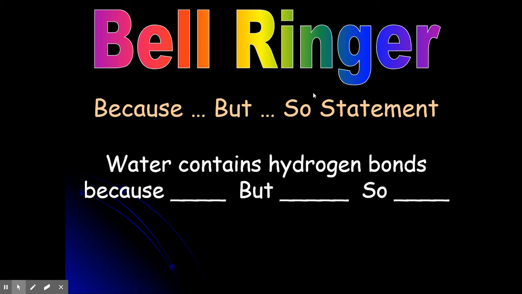All right. So water contains hydrogen bonds because it contains hydrogen bonded to oxygen, but the electronegativity difference is less than 2. So that creates a polar molecule, which creates the hydrogen bond. It wasn't my best because but so statement, but it works. All right. Let's see what you guys can come up with on yours. Just kind of putting your thoughts to paper. All right. There's lots of ways to go with it.